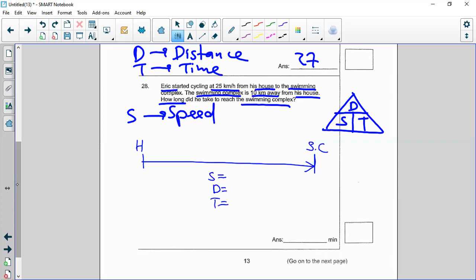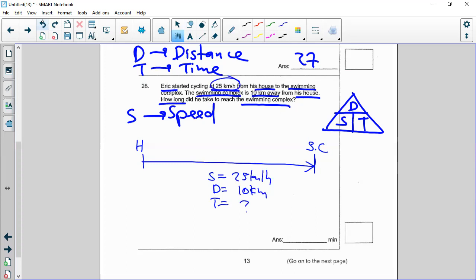Don't worry about the method. When the time comes, we will teach the groups about this method, but right now we don't have to learn that yet. Then you just have to put the numbers inside, like model drawing. So what do you put? The speed is 25 km per hour, put inside. And the swimming complex is 10 km, which is the distance, put inside. And how long? That's the time.